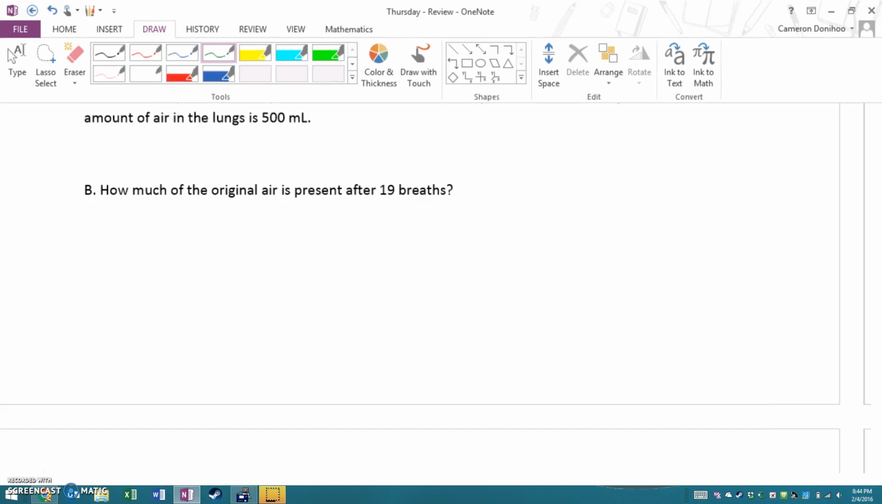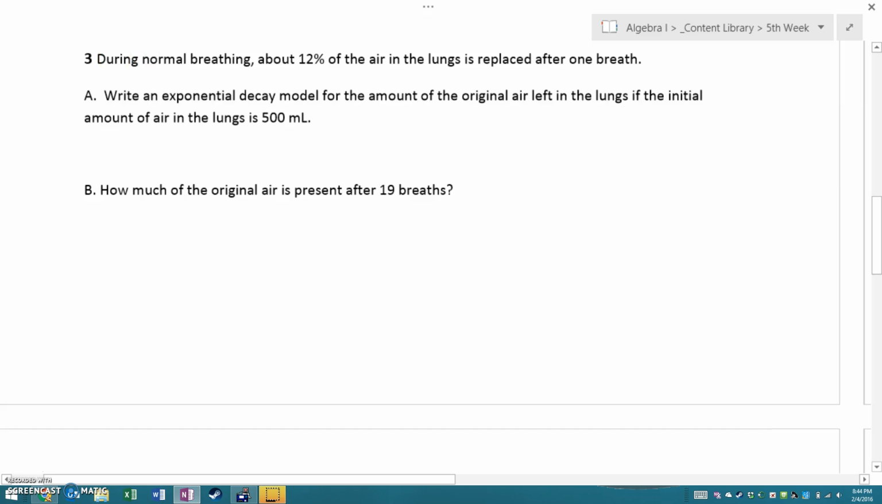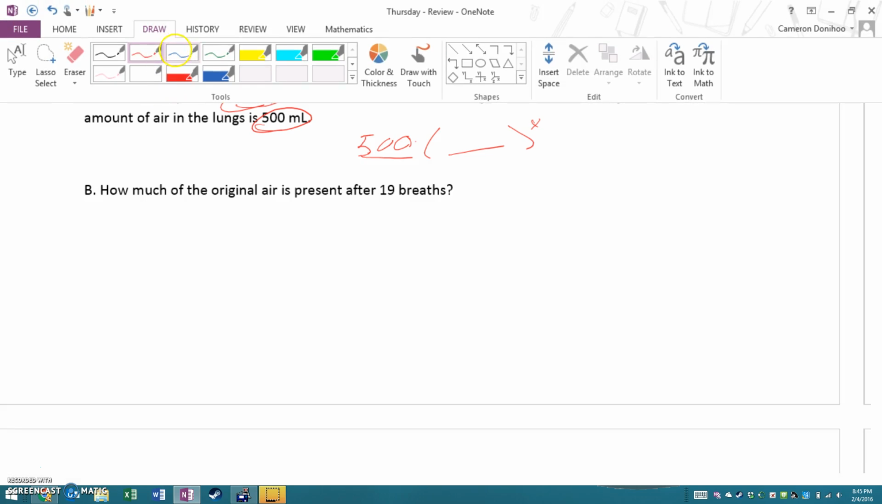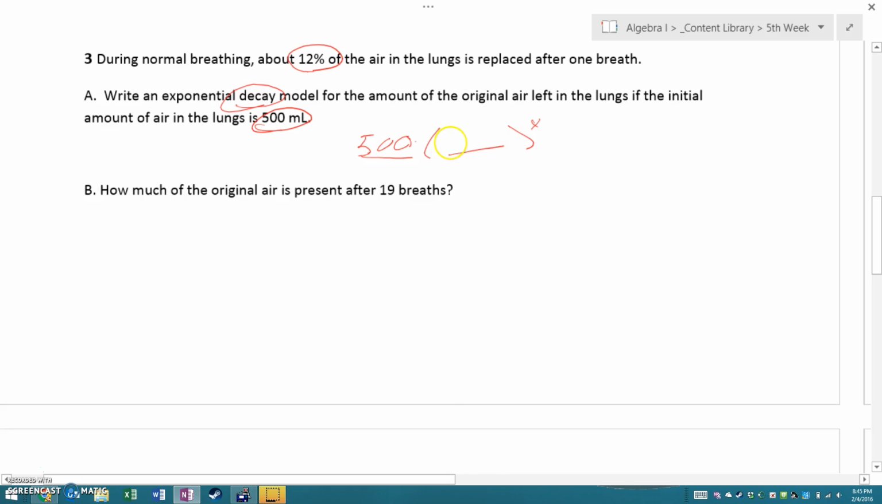All right, so here for 3, I'm just going to identify some of the basic information real quick. You have your percent. You have 500 milliliters. This says decay. So starting amount, your decay factor to the x power. So starting amount's 500. That's pretty obvious. The decay factor is the only information you have to calculate. The percentage does not go straight into the function. Like, I'm not going to have a 12 here or a 0.12. That's not going to be correct.